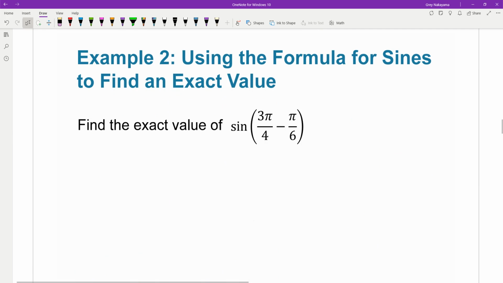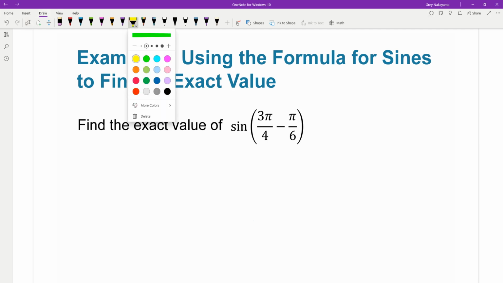Now we have use the formula for sines to find an exact value. So whenever you have to find the exact value of a problem, y'all, remember, the exact value means there's no decimals. You're probably going to have some kind of radicals in there. Okay? Find the exact value of it. That means you got to show me the work. And there's 2 steps. Same 2 steps every single time you do this.